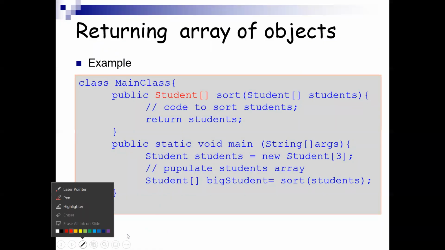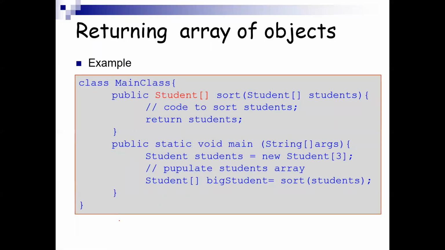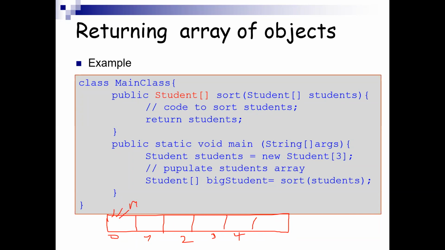So the pen is here. So if this is my students, there is a student at this position 0, and there's a student at position 1, student at position 2, student at position 3, student at position 4. We don't have a position 5. So this student here has a first name, last name, marks. We are looking at the marks.